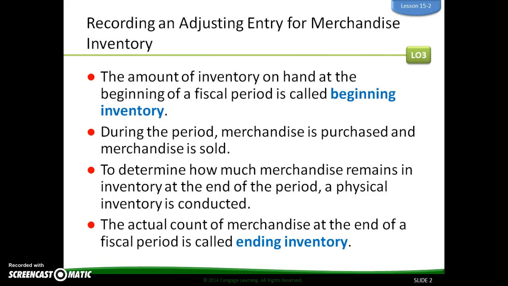First, we're going to start out with some definitions. The amount of material that we have on hand at the beginning of a fiscal period would be our beginning inventory, and we all recognize that during a specified time period we have merchandise that's purchased and merchandise that's sold. So we have merchandise that's purchased by the company and brought in and sold to our customers. At the end of our accounting period, we're going to conduct some kind of physical inventory and figure out what we actually have on hand. Once we have that actual count, that is what we use to determine our ending inventory.